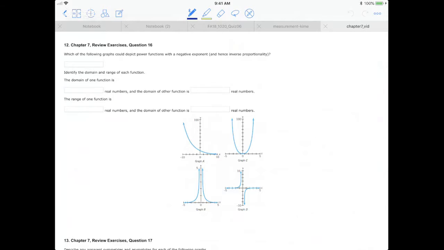Okay. Well, this one looks like x squared, right? So that one's no go. Now let's think. This has the kind of shape we're looking for in an inversely proportional function, but there's a problem. It's not passing the origin, but it is hitting x equals 0. And we know that power functions that are inversely proportional kind of skip around 0, as we see here. So it's going to be B and D that are true power functions here. So I would write B and D there.